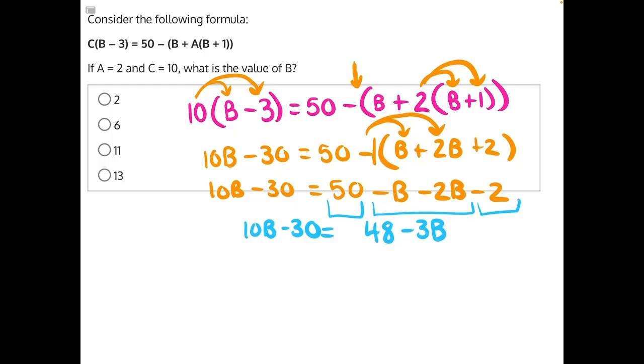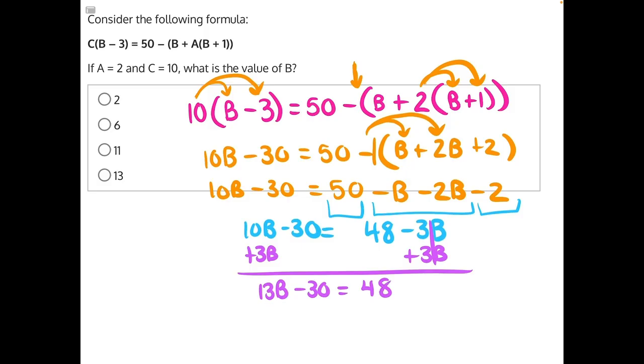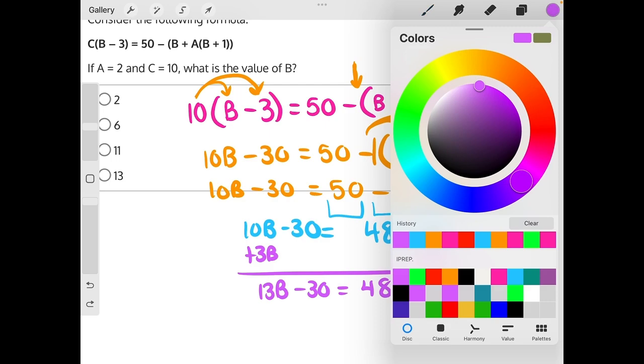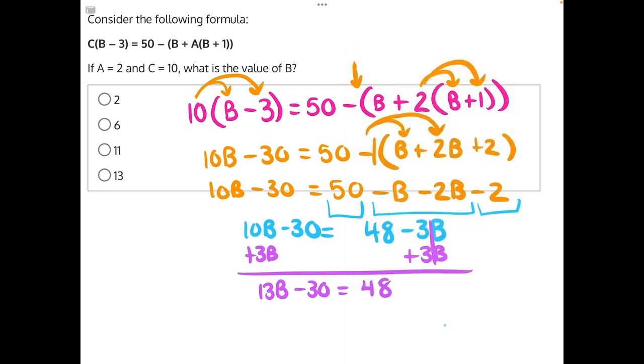We have negative 3b, or this 3b is being subtracted, so the opposite will be adding 3b to both sides. These 3b's will cancel, giving us 13b minus 30 is equal to 48. And now 30 is being subtracted from 13b. Let me change colors one more time. So the opposite is going to be adding 30 to both sides. These 30's will cancel, giving us 13b is equal to 78.